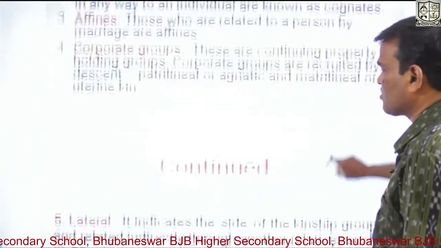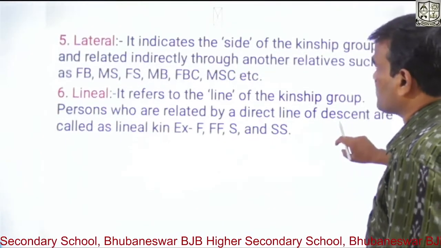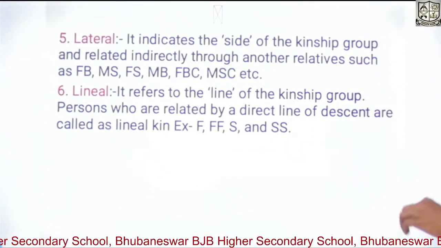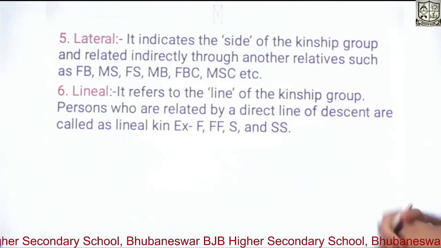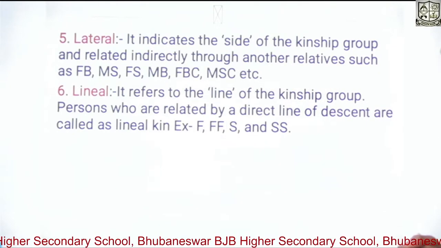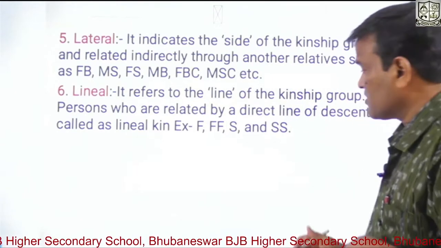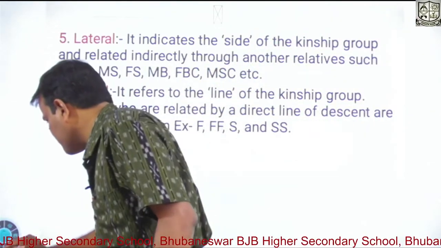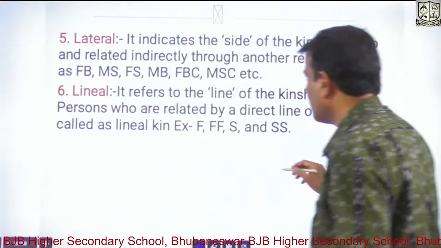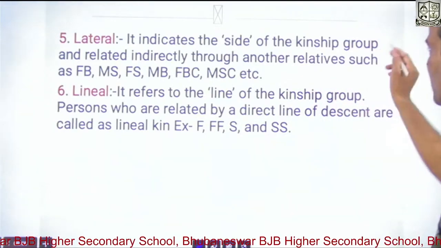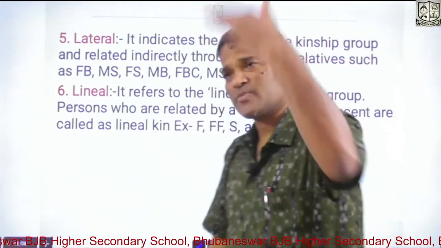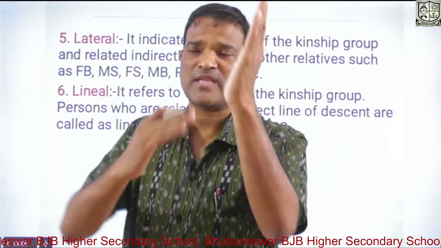Another type of kinship terminology can be identified through another process, known as lateral and linear. Lateral indicates the side of the kinship group. Father, father's father, that is linear.